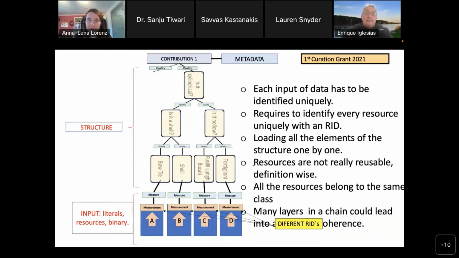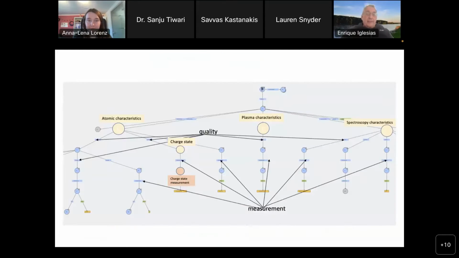So this is how it looks. This is a graph of a structure that is provided also by the ORKG, where you have specifically three lines of resources that start. One is atomic characteristics, plasma characteristics, spectroscopy characteristics.